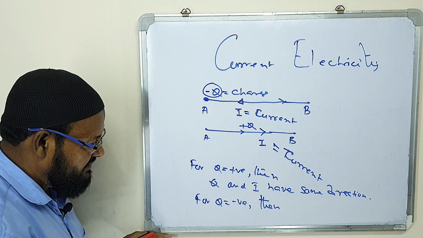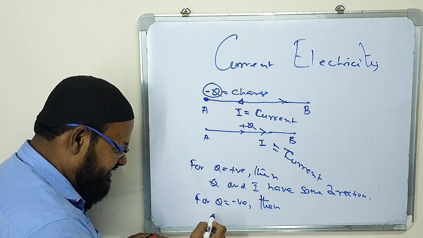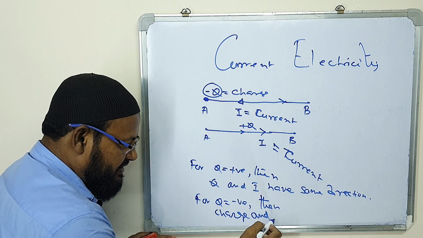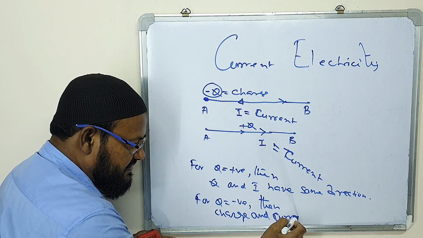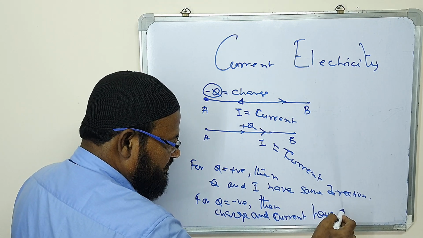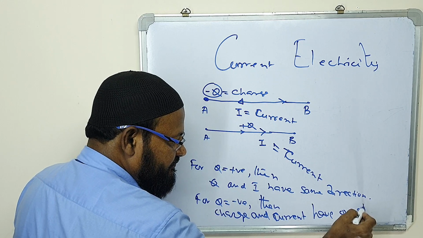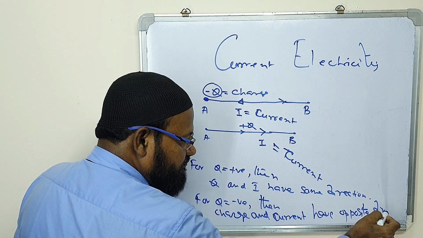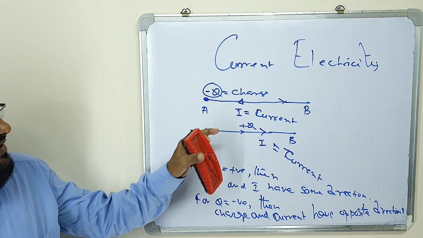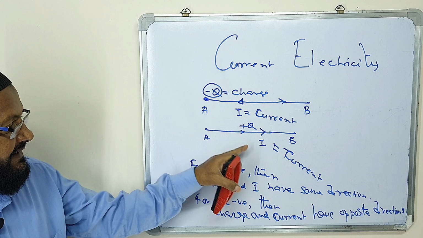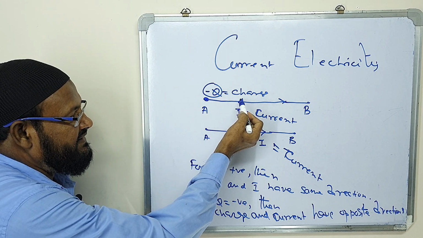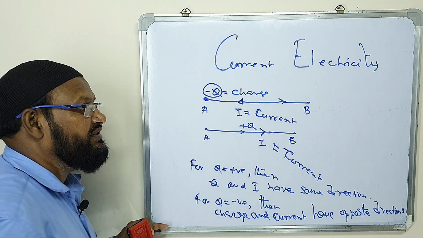Then for negative charge, charge and current have opposite direction. Opposite direction. What is the rule? For positive charge, current and charge have the same direction. For negative charge, current and charge have opposite direction.